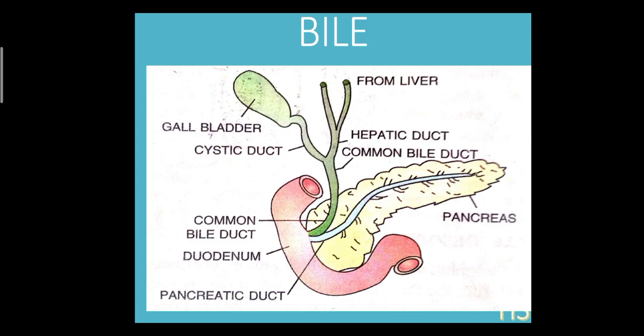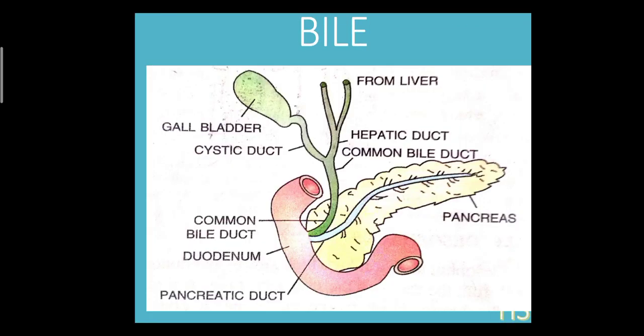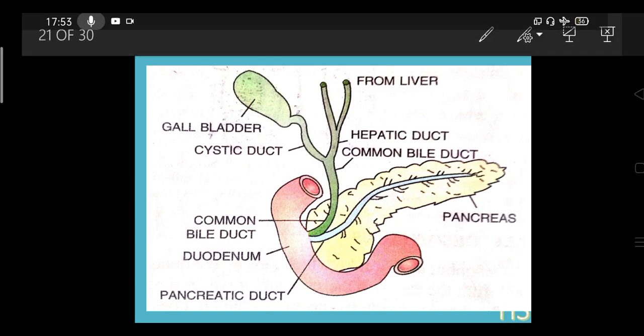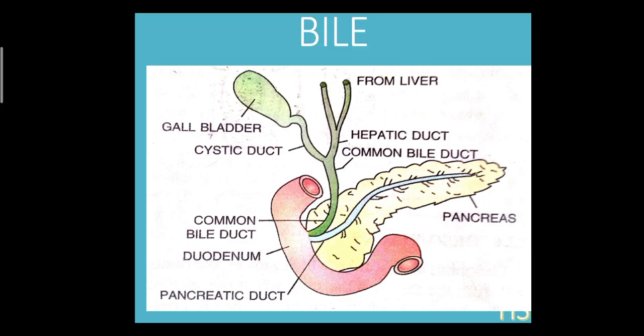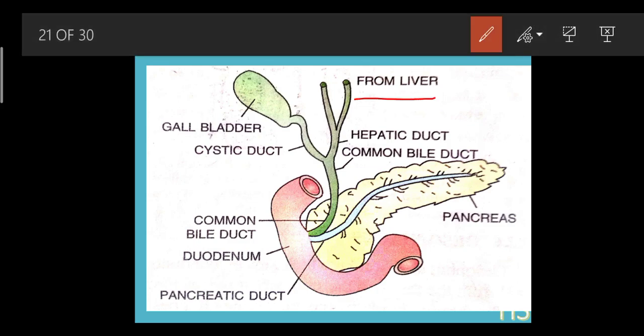Now we will start with the bile, then the pancreatic juice and intestinal juice. What is bile? Bile is a yellowish green watery fluid. Where is this bile secreted from? This bile is produced in the liver.